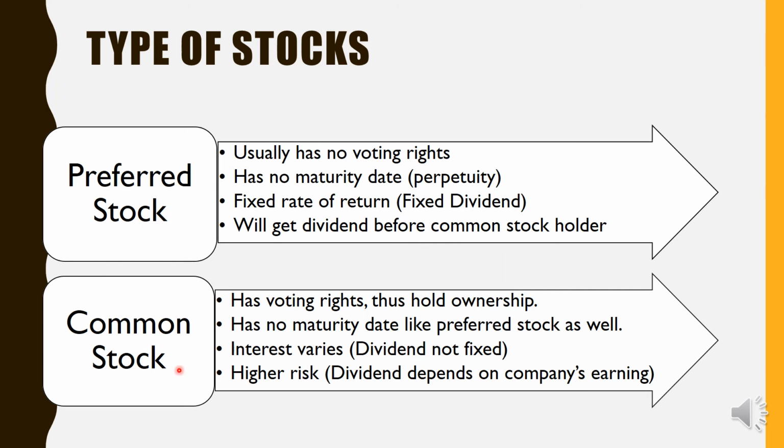And the common stockholder usually has voting rights and whole ownership. And same as the preferred stock, common stock has no maturity date, which is also a perpetuity. And the interest varies, so the dividend isn't fixed. Therefore, it is higher risk because the dividend depends on the company's earnings.